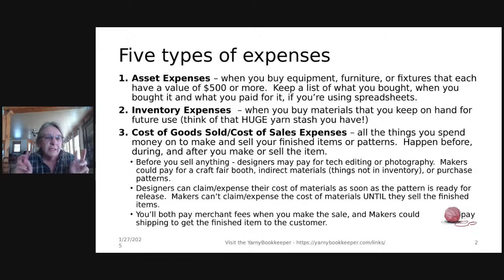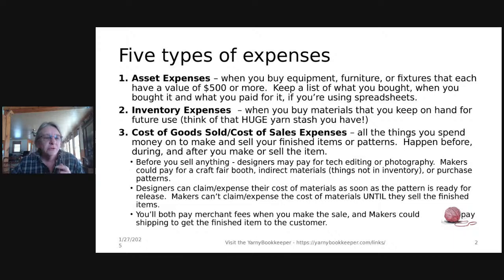So the first type of expense that you'll have is an asset or an equipment purchase. So when you buy equipment, furniture, or fixtures that each have a value of $500 or more, like a computer, maybe a high-end sewing machine, a spinning wheel, a loom, desk shelving, etc. These assets are things that your business owns that have value, and it's reported on your balance sheet if you're using bookkeeping software. Otherwise, you keep a list of what you bought, when you bought it, and what you paid for it if you're using spreadsheets.